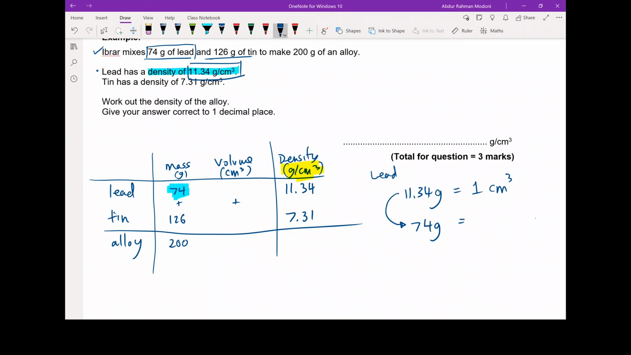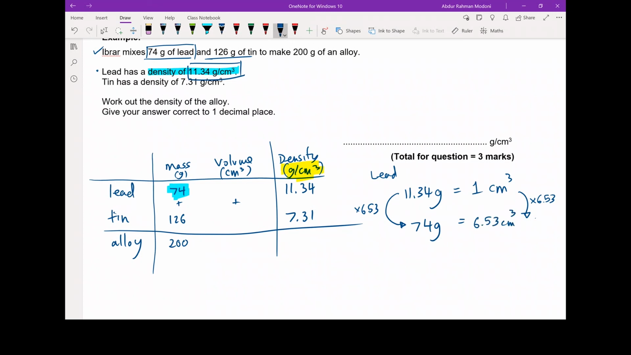Sorry, let's just check that again. 74 divided by 11.34. We'll do it that way round, and that gives us 6.53. So if I times by 6.53, I will get to that number. The smaller one times 6.53 gets us there. We do the same thing on the right hand side as well. We're not using any formula whatsoever here. So that obviously gives us 6.53 centimeter cubed.